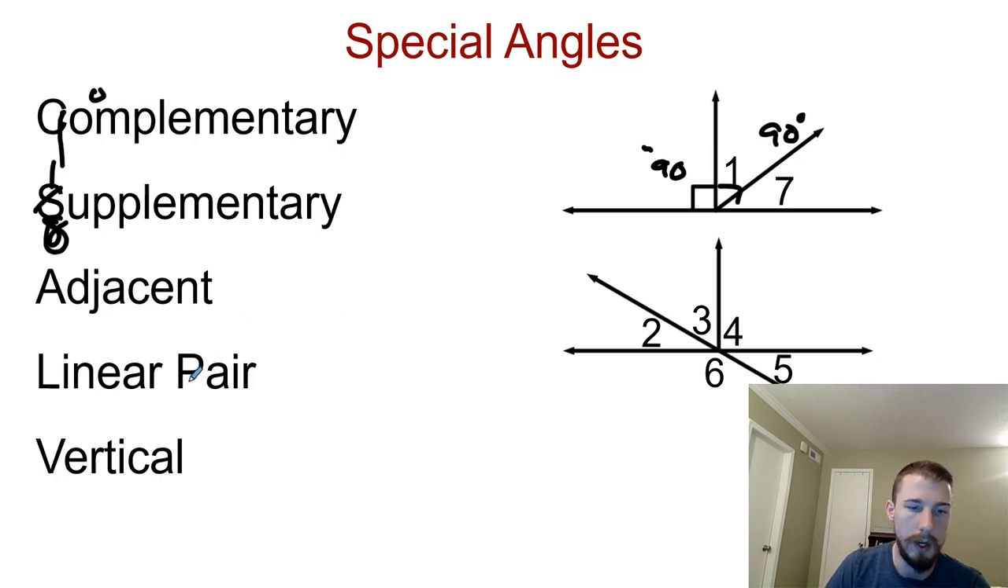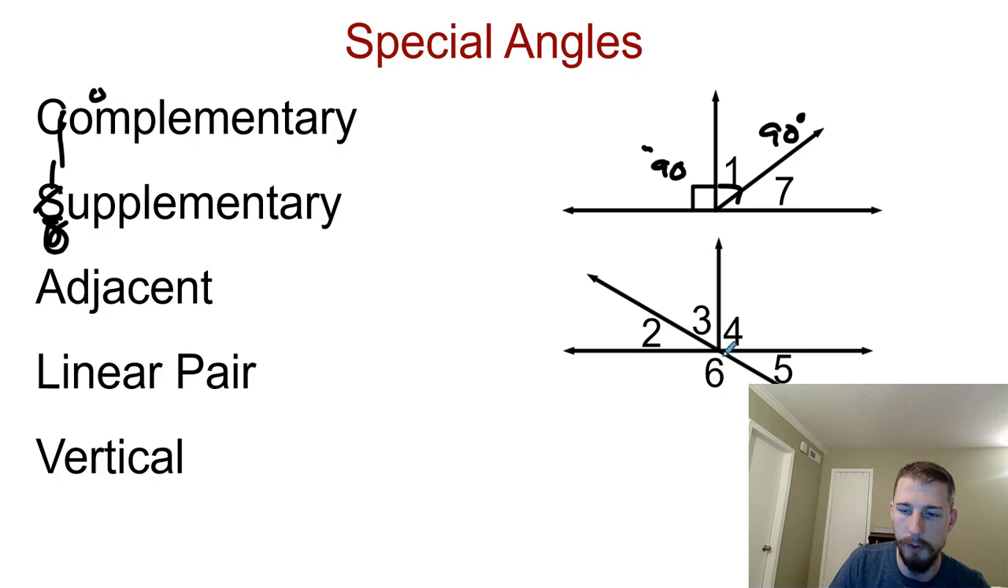A linear pair is a pair of angles that add up to 180 degrees and form a line. So in this case, that would be 2 and 6 or 5 and 6. Those are the only linear pairs that we have on the page. Vertical angles are angles that are opposite of each other, and they're also going to be congruent, formed by the same two lines. So in this case, is 4 going to be a vertical angle with 6? No, because they're not formed by the same two lines.